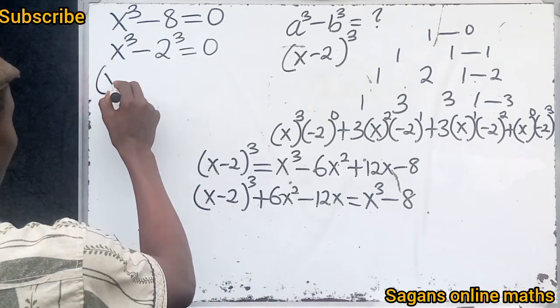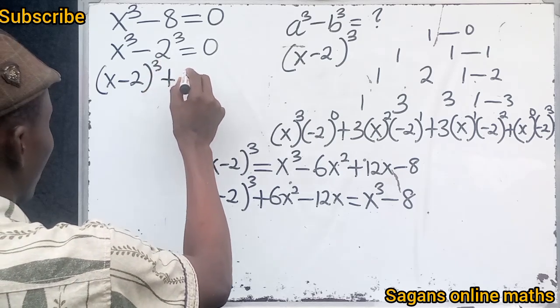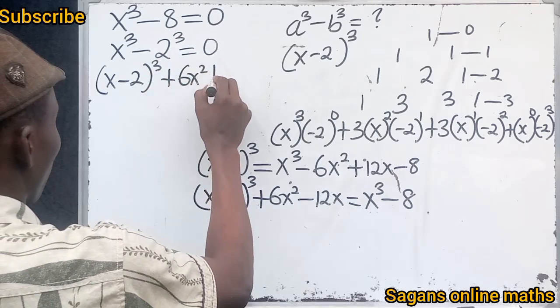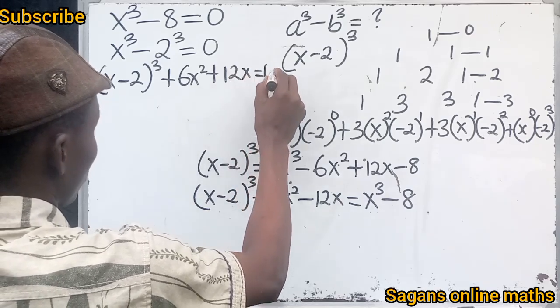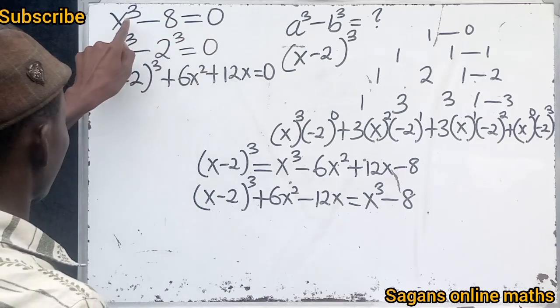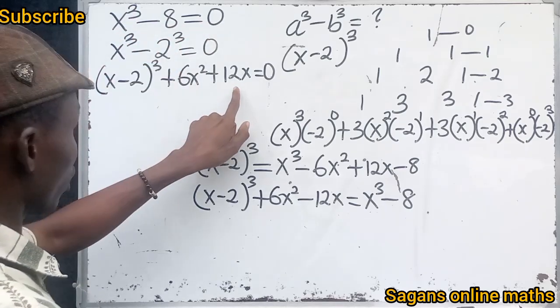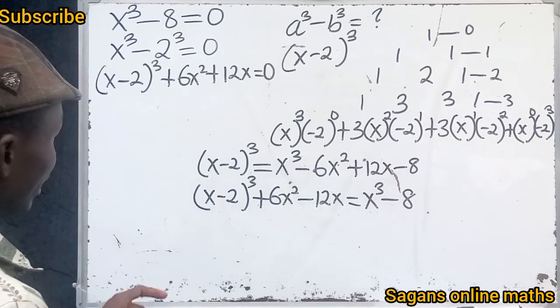This now becomes (x − 2)³ + 6x² + 12x = 0, because x³ − 8 equals 0. So x³ − 8 simply means this expression you are seeing here, because x³ − 8 equals all of this. And see how simple it is.